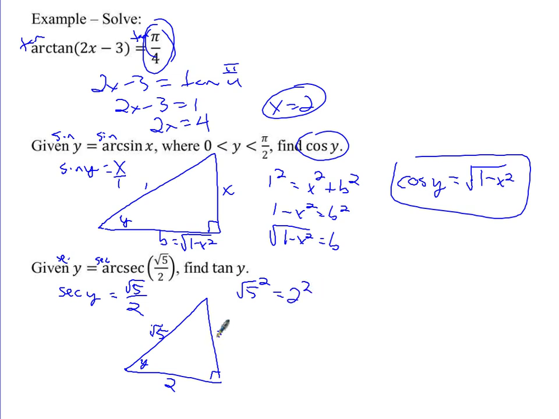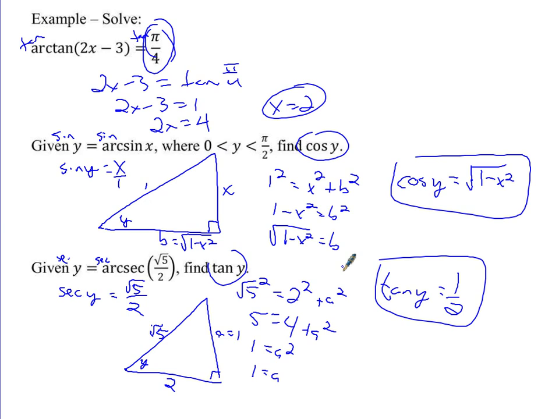You can call it b, you can call it a. I feel like drawing an a, so I'm going to write a squared. So that gives me what here? 5 equals 4 plus a squared. Subtract. 1 equals a squared. Square root both sides. 1 equals a. So a equals 1. Now we need tangent y, so that is what? Opposite over adjacent. So that is 1 divided by 2. 1/2. There's your answer.